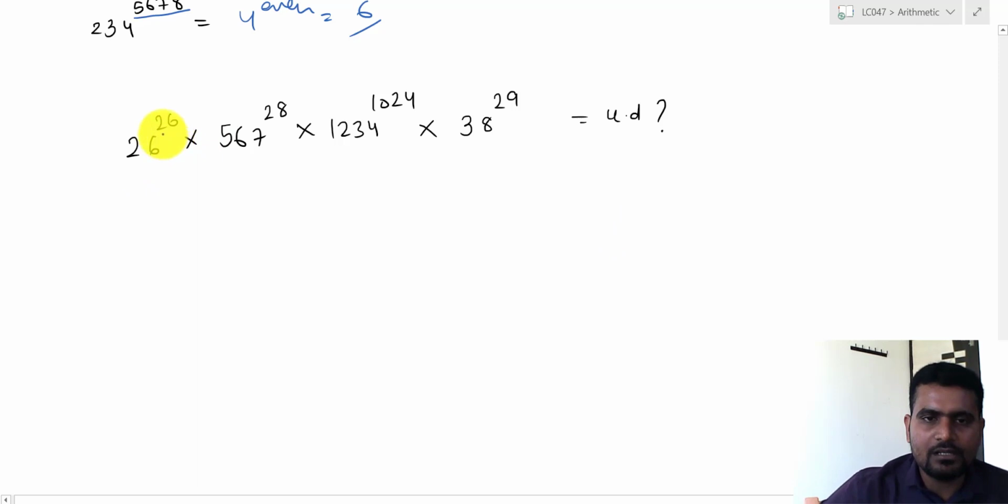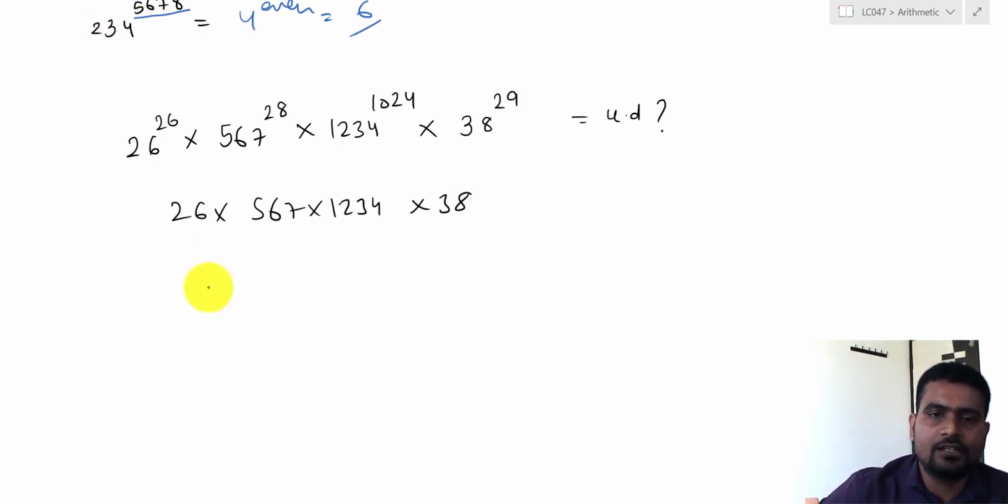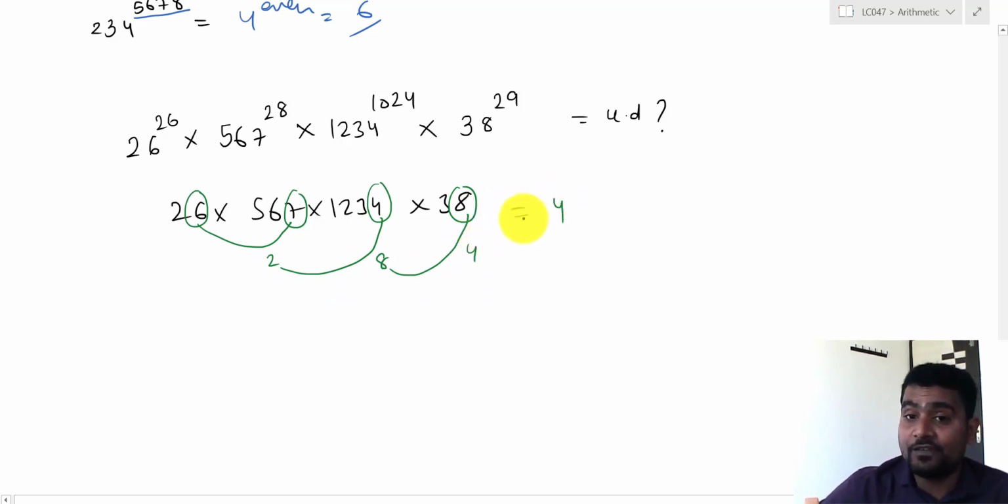Now suppose the powers 26, 28, 1024 and 29 are not there, and only 26, 567, 1234 and 38 are given, and you have to find the unit digit. That is very easy. I told you, you have to consider only the unit digits, means 6, 7, 4, 8. 6 into 7 is 42, that is 2. 2 into 4 is 8. 8 into 8 is 64, that is 4. So the unit digit will be 4. But that is when the power is not there. But now when the power is there, how are you going to solve?